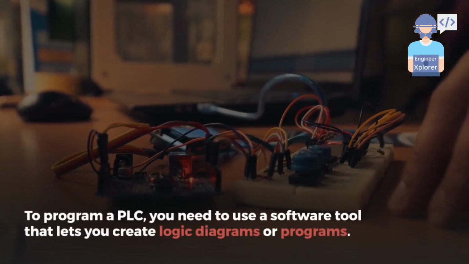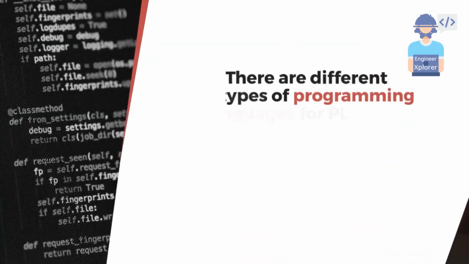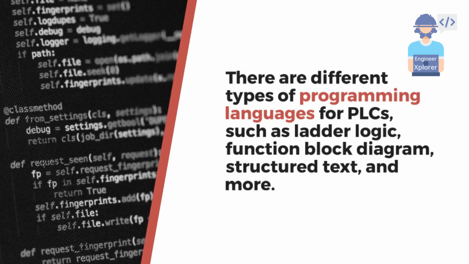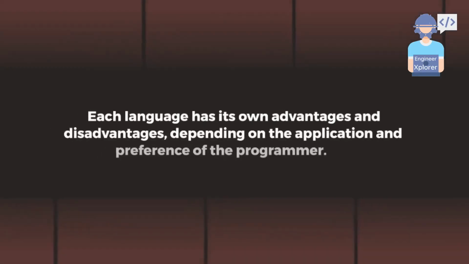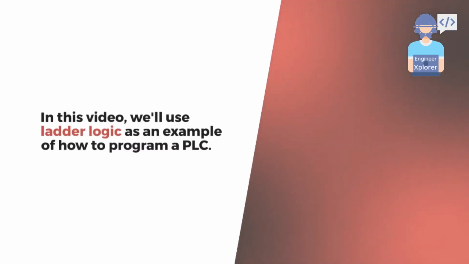To program a PLC, you need to use a software tool that lets you create logic diagrams or programs. There are different types of programming languages for PLCs, such as ladder logic, function block diagram, structured text, and more. Each language has its own advantages and disadvantages, depending on the application and preference of the programmer. In this video, we'll use ladder logic as an example of how to program a PLC.